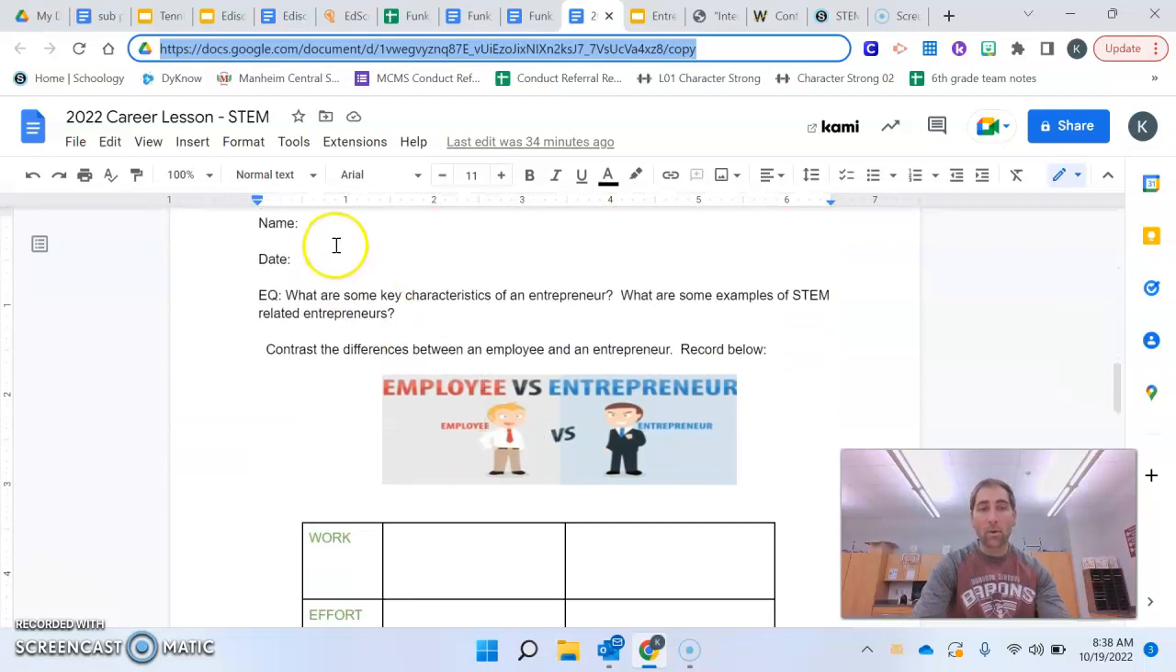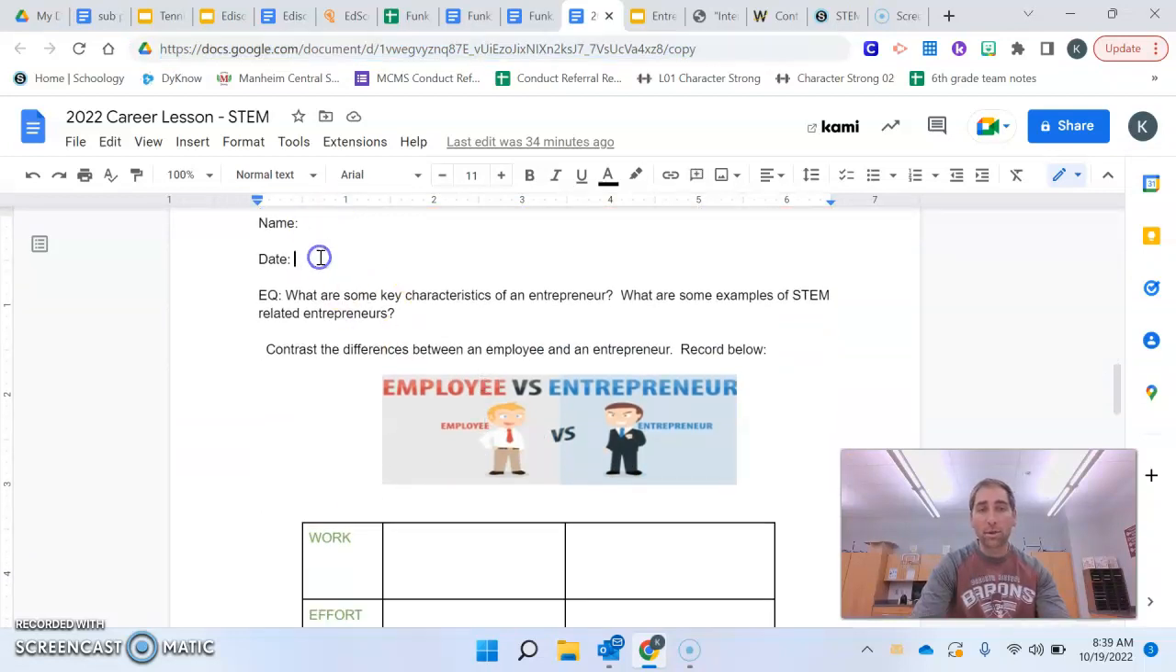But right here is kind of where you need your name. So you're going to put your name and your date. And what we're talking about are what are some key characteristics of an entrepreneur. Okay, and so what are some STEM examples of related entrepreneurs as well? All right, there are a ton of self-starters or entrepreneurs in the STEM fields especially. So it's kind of an easy thing to talk about.